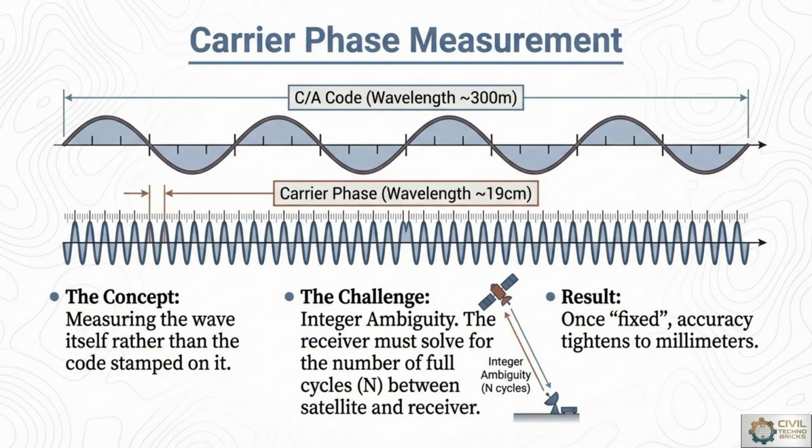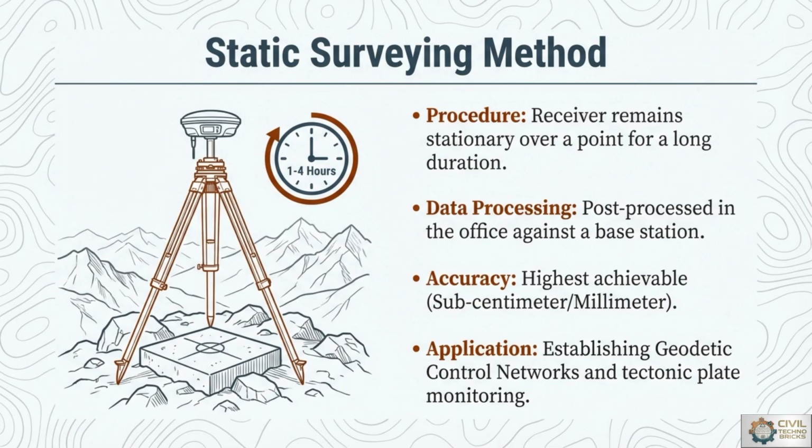So this technique enables centimeter level positioning accuracy, that is, precise measurements are obtained through the phase tracking method. Carrier phase observations form the basis of real-time kinematic surveying, which is most important nowadays in grade survey. With the static surveying method, the receivers remain stationary over survey points for a long duration, which is the actual procedure. That point may be a ground control point.